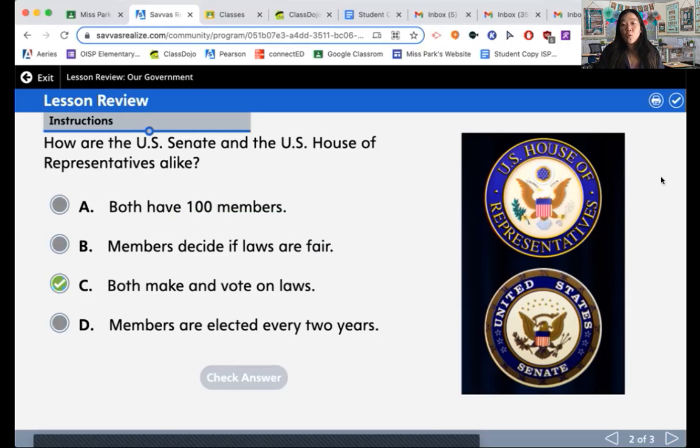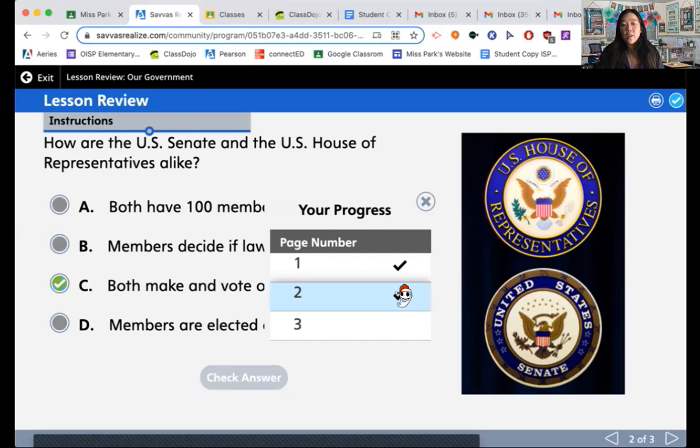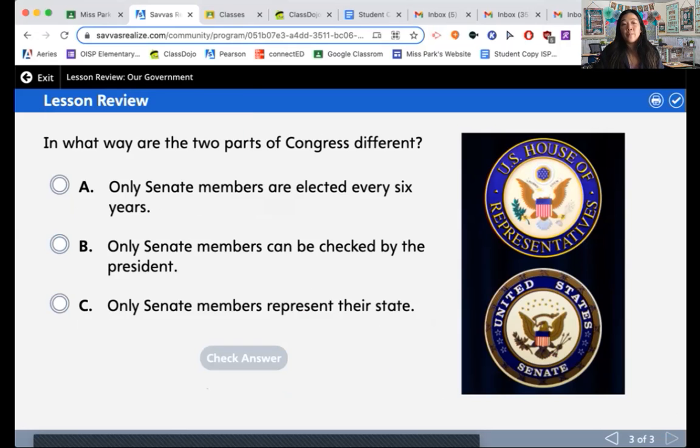Okay, now we're going to move on to question 3. You can either click on the check mark and then go from there, or you can click on the blue arrow down here. In what ways are the 2 parts of Congress different? Only Senate members are elected every 6 years? Yes. We talked about that.